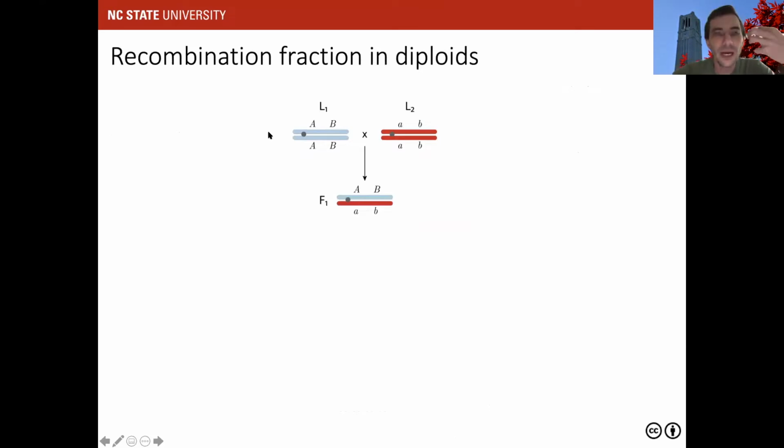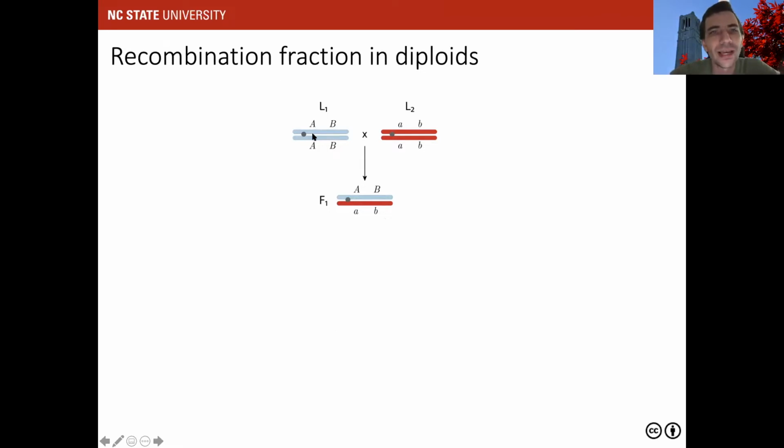Okay, so now let's jump. Let's change from one position, one locus, to 2 loci. I will explain a little bit about recombination fractions in diploids. And this is a very common example.